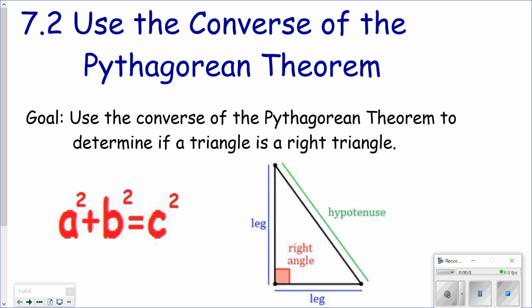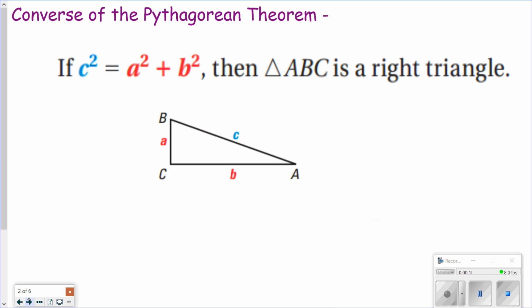Hi everyone, today we are going to start 7.2, which is use the converse of the Pythagorean theorem. Our goal is to use the converse of the Pythagorean theorem to determine if a triangle is a right triangle. Converse of the Pythagorean theorem: if c squared is equal to a squared plus b squared, then triangle ABC is a right triangle.